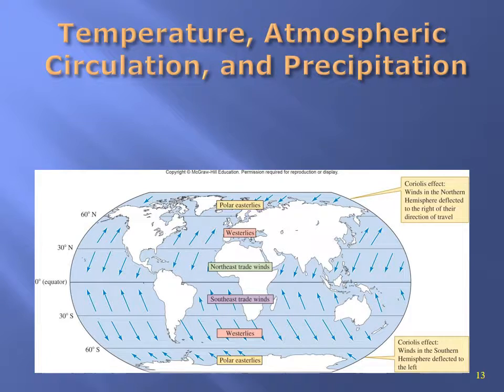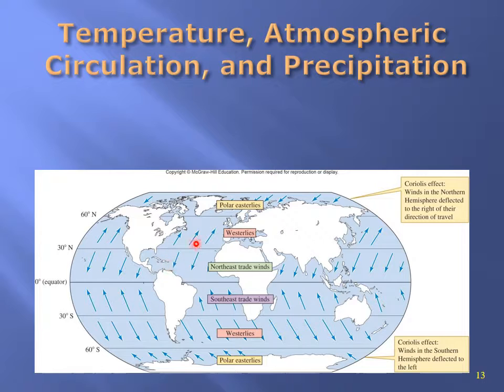So another large-scale weather pattern that we notice is the movement of winds. So we have winds moving in this direction here, and winds moving south, the westerlies moving this way, northeast trade winds moving this way.